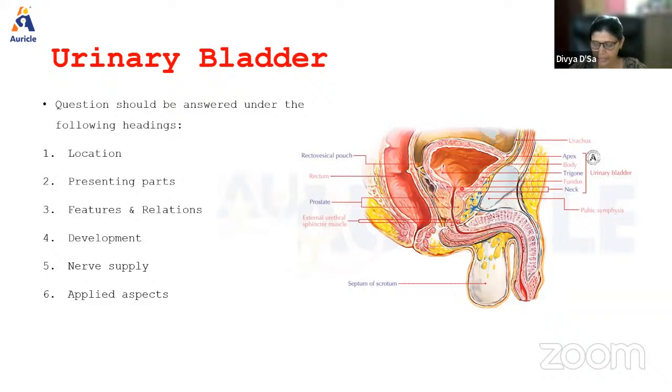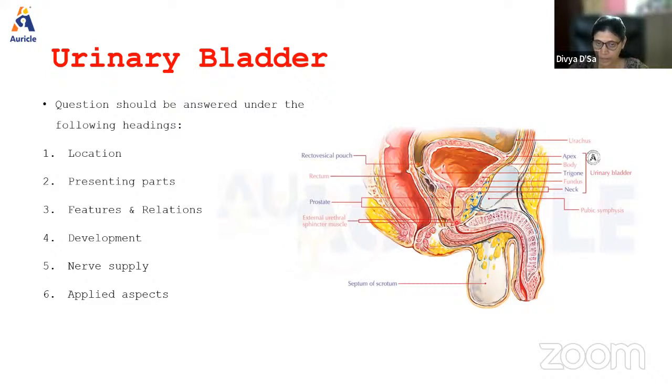In males, it is surrounded by the prostate gland. You can see the prostate gland here where it surrounds. In females, it lies at a lower level and comes in contact with the urogenital diaphragm. Physiologically, the bladder neck includes, in females, the entire female urethra, and in males, the prostatic urethra, which is called the physiological neck.